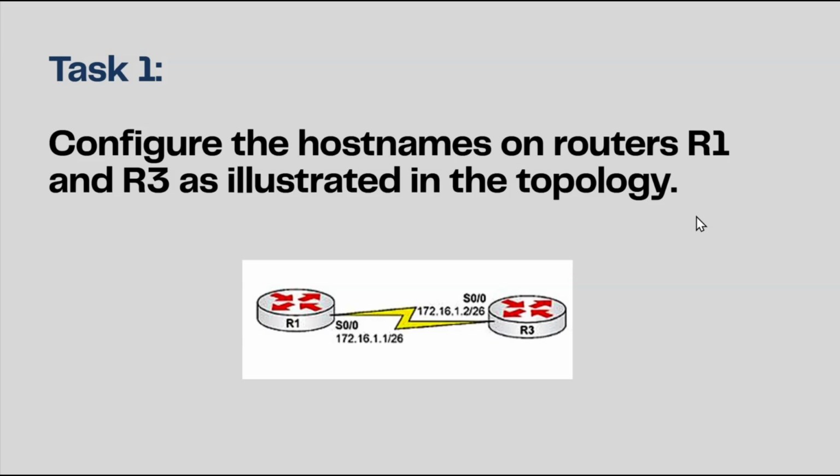This is our task number 1. Configure the host names on routers R1 and R3 as illustrated in the topology. So we have these two routers, R1 and R3, that are connected using serial ports S0/0 and S0/0 respectively. But in this example, on Packet Tracer, we are going to use gig ports, and the IP addresses and subnet mask would remain the same. Let's get into Packet Tracer and complete the first task.